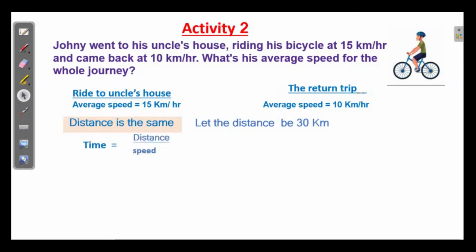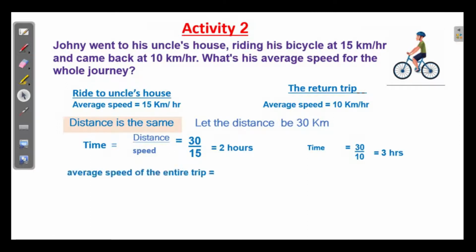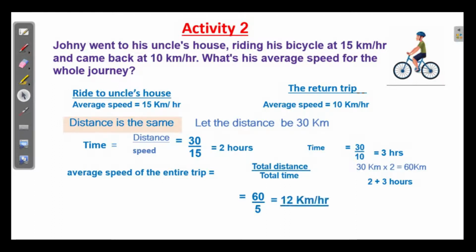Time is equal to distance by speed is equal to 30 by 15 is equal to 2 hours. For the return trip the time is 30 by 10 is equal to 3 hours. So average speed of the entire trip is equal to total distance by total time. Total distance is 2 times 30, 30 plus 30 is 60 kilometer. The time taken is 2 plus 3 is equal to 5 hours. So 60 divided by 5 is equal to 12 kilometer per hour.